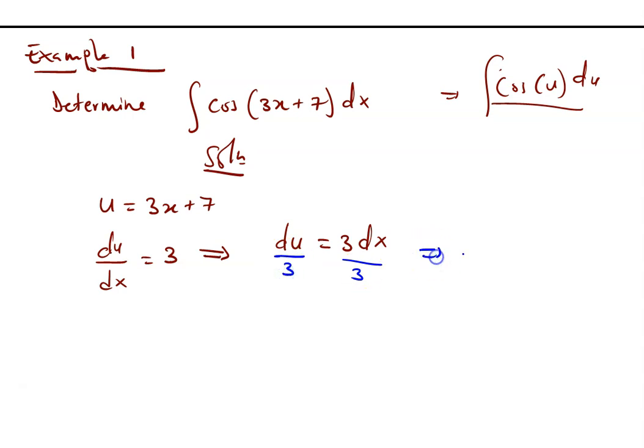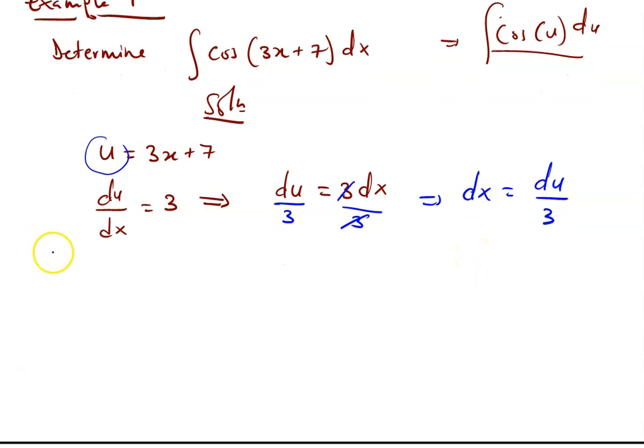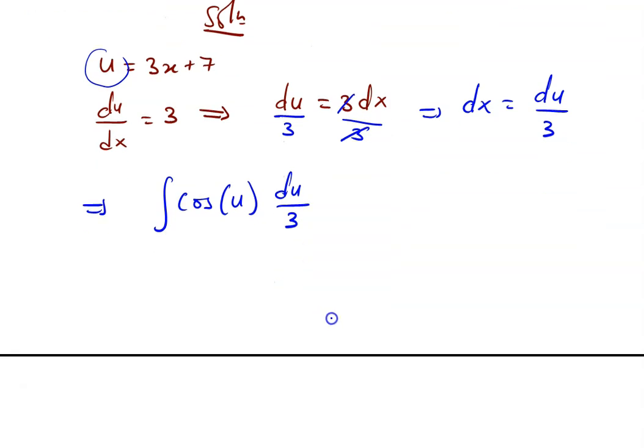And now what do I get? This 3 cancels the 3 here. We are going to get dx equal to du on 3. Very good. So now we know the value of u and we know the value of dx, so we can substitute it into the original question. That is the integration of cos u, because we know that 3x plus 7 is the same as u. Then dx is the same as du on 3. You get it?